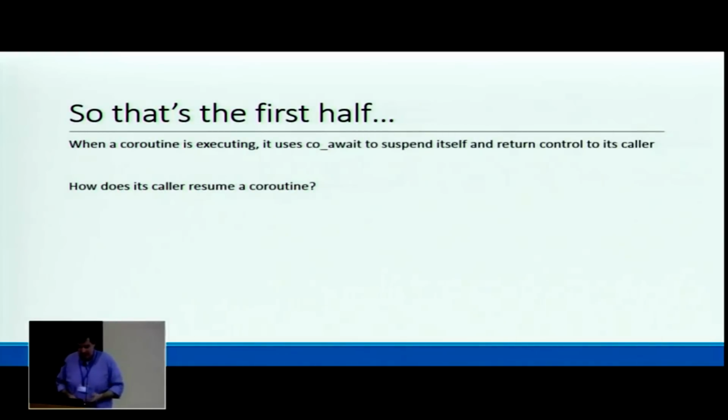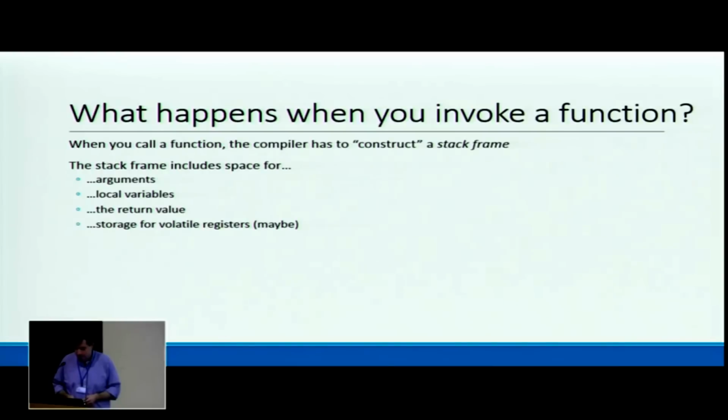So that's the first half. When a coroutine is executing, it uses the co-await to suspend itself and return control to its caller. So how does the caller resume the coroutine? To answer that, we're going to have to look at what happens when you invoke a coroutine in the first place.